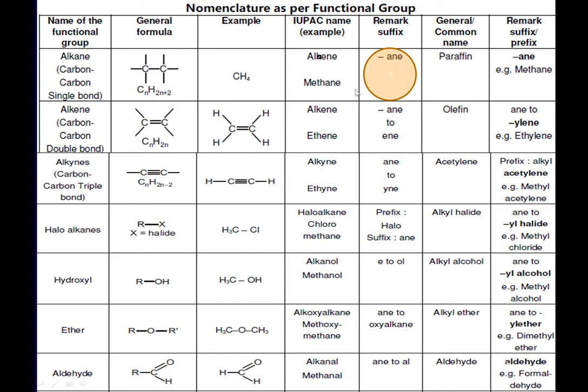We have ane in the IUPAC nomenclature, and here again we call them paraffins, or in the case of alkenes, olefins. In case of alkenes, ane changes to ene, but in the common name it becomes ylene, like ethylene. In case of alkynes, ane changes to yne, so ethyne, but here it is acetylene, so methyl acetylene.